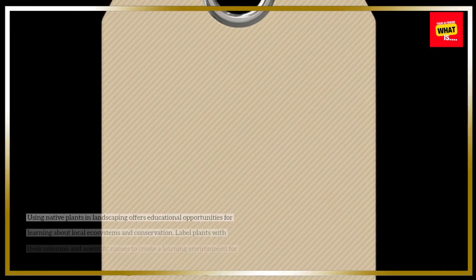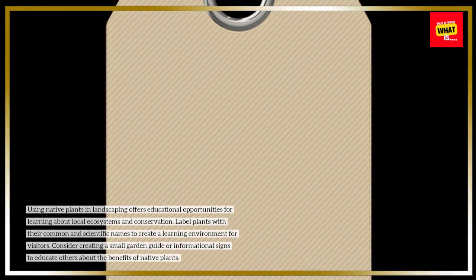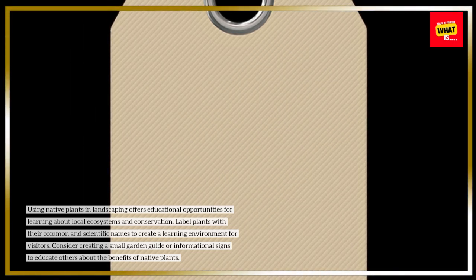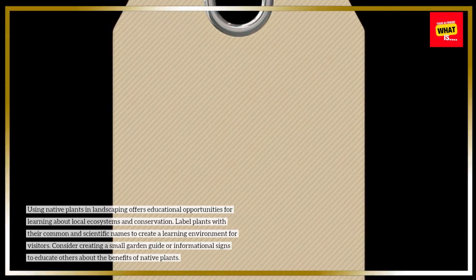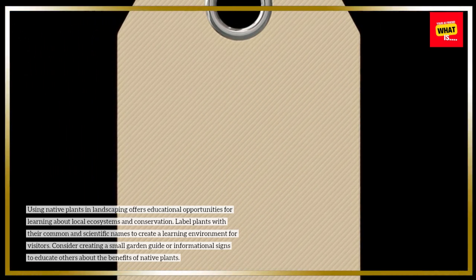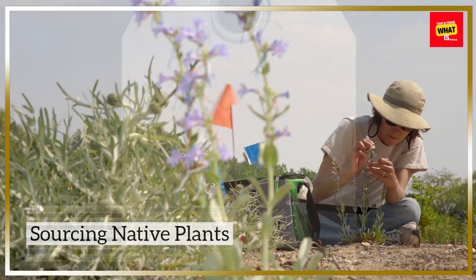Educational opportunities. Using native plants in landscaping offers educational opportunities for learning about local ecosystems and conservation. Label plants with their common and scientific names to create a learning environment for visitors. Consider creating a small garden guide or informational signs to educate others about the benefits of native plants.